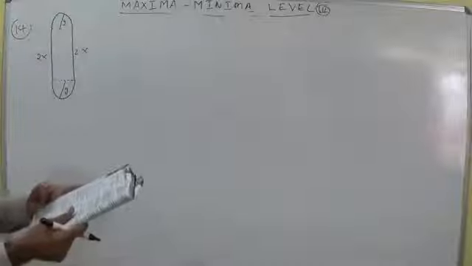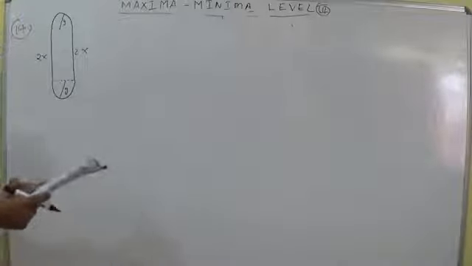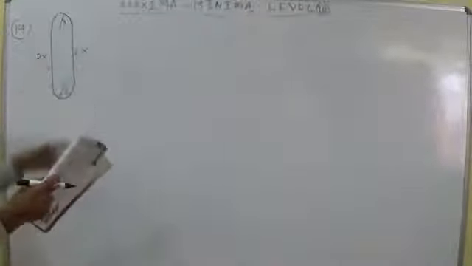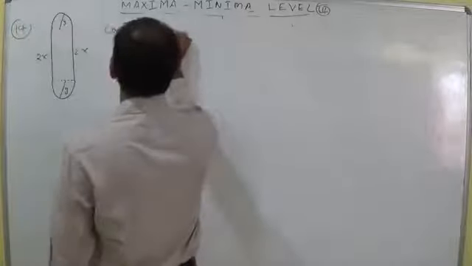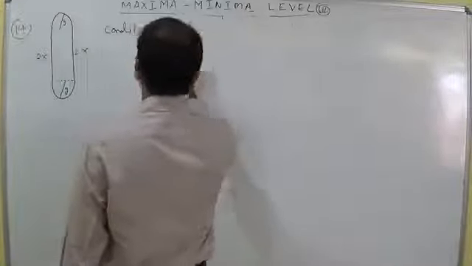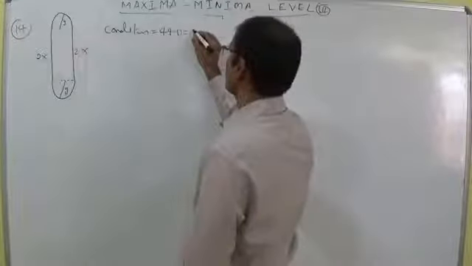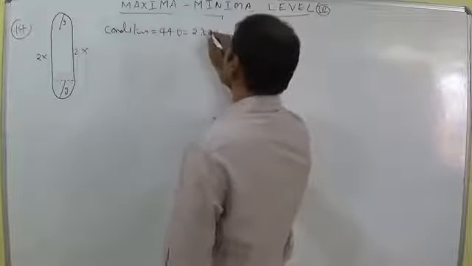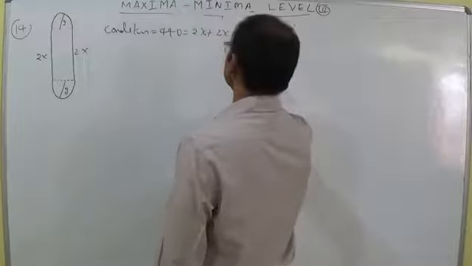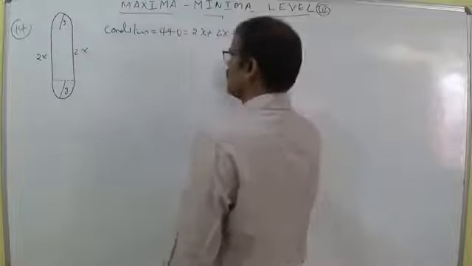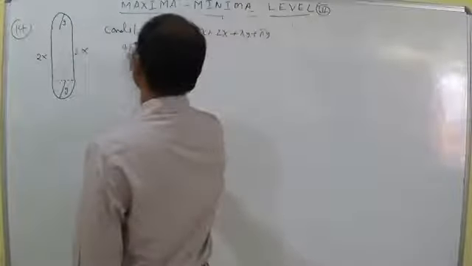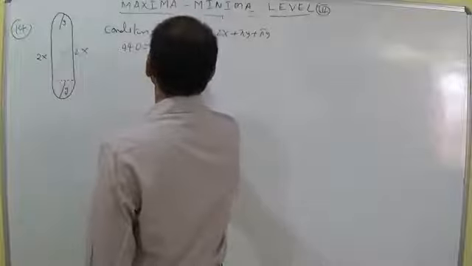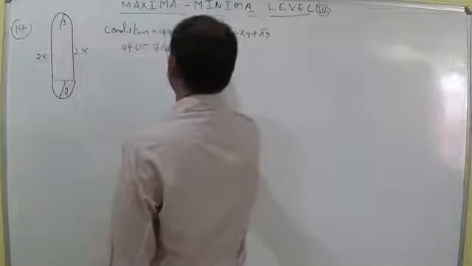The perimeter of the running track is given as a total of 440. So this is 2x, pi y, pi y. Condition: the total perimeter of the football court is equal to length 2x plus 2x, plus pi y plus pi y, where y is the radius. So 440 is equal to 4x plus 2 pi y.